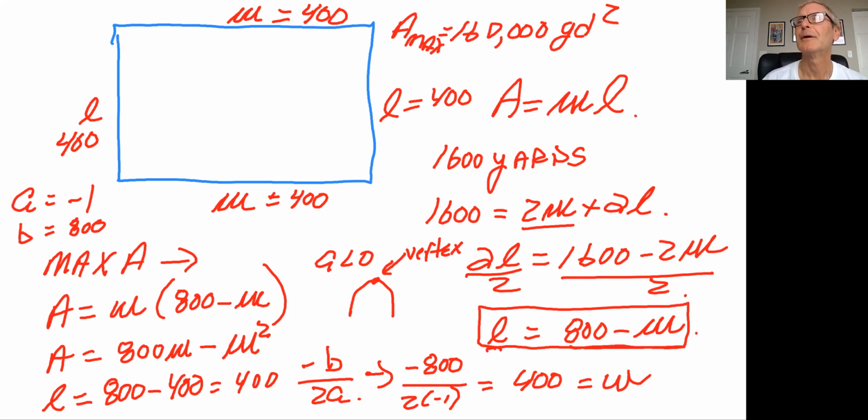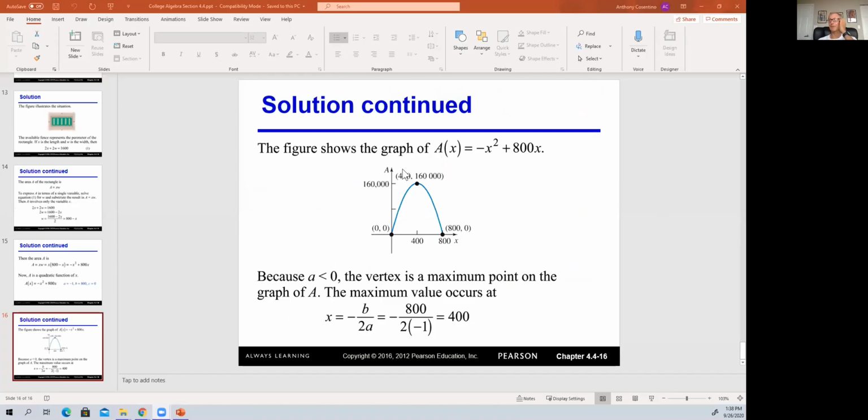And so I believe I have a little graph here to show you. So let me show you this. I got this right out of the book. And so with regards to what it would look like, the vertex would be 400 and then 160,000.